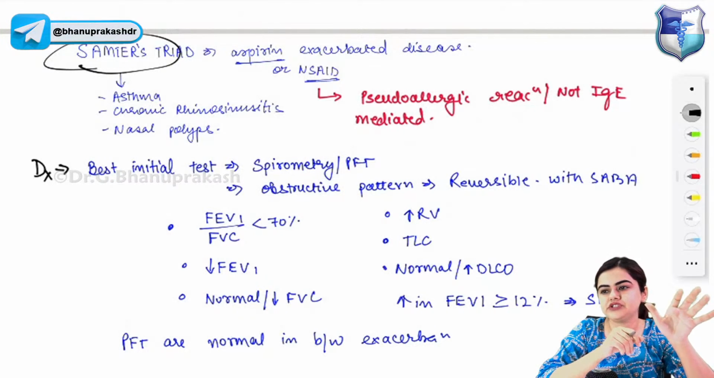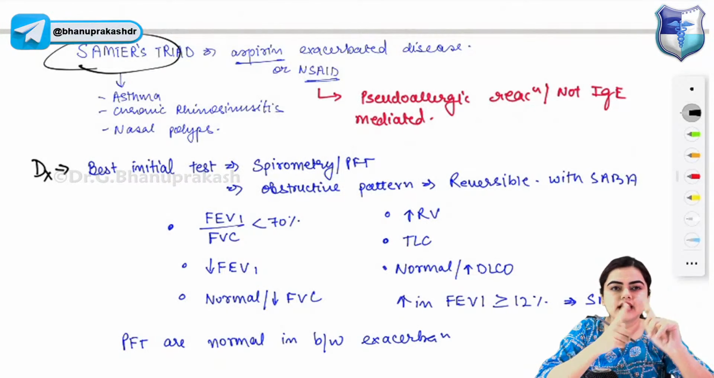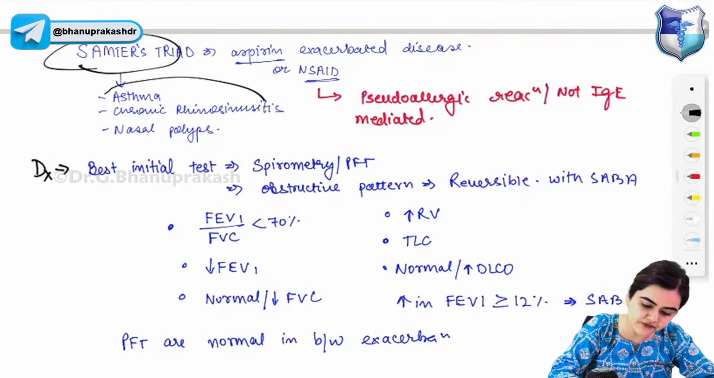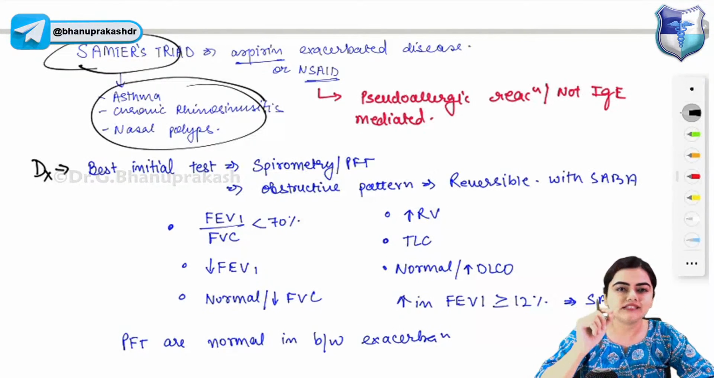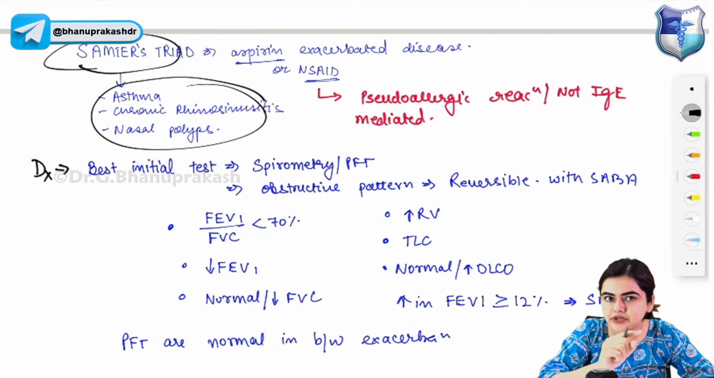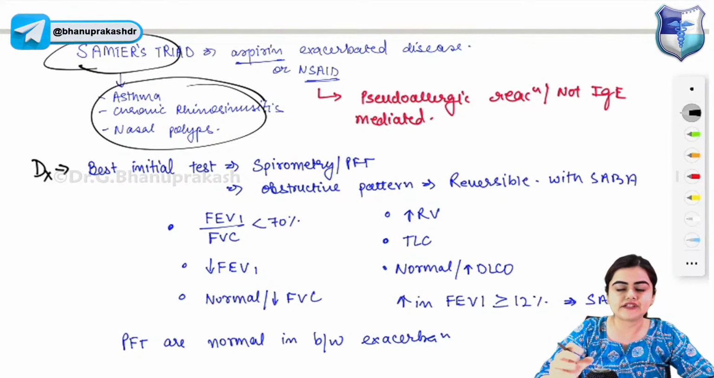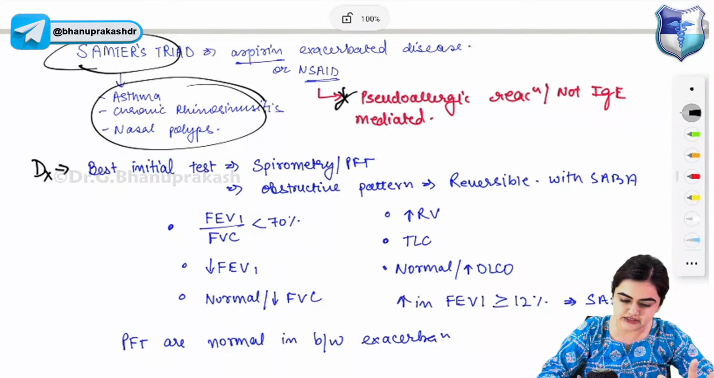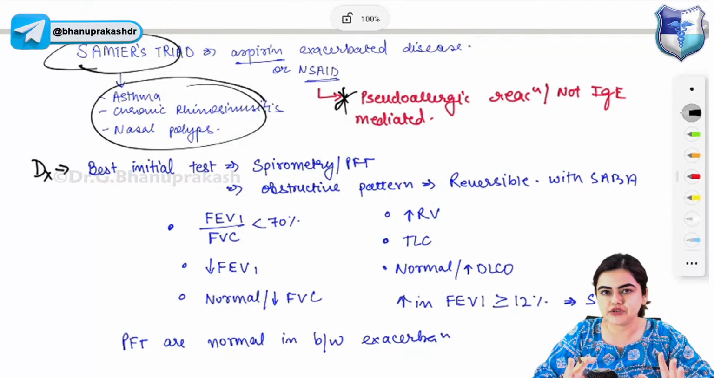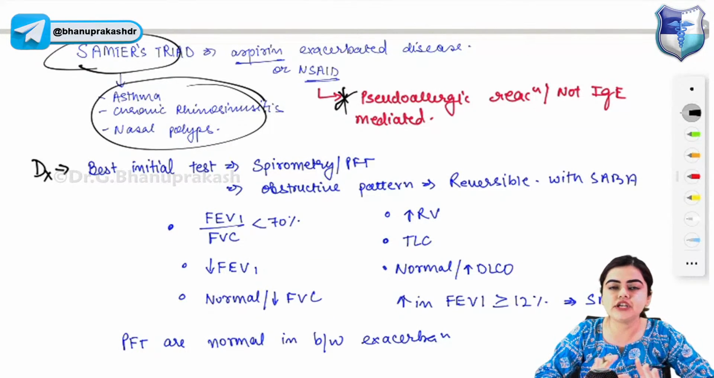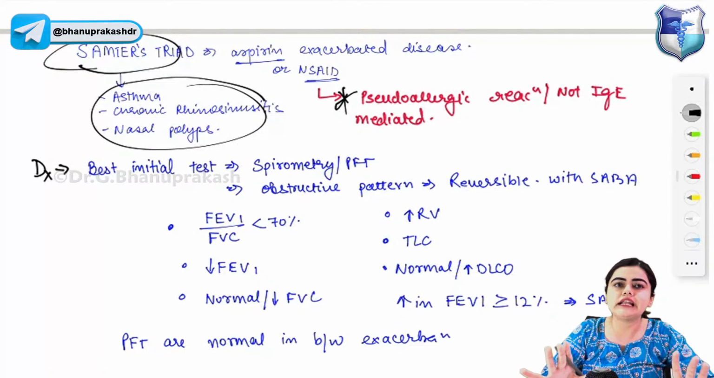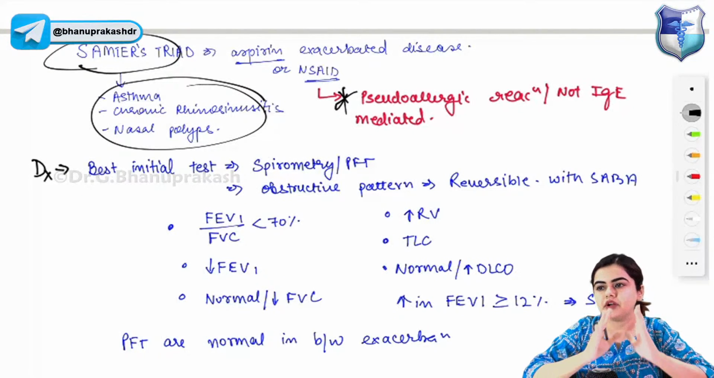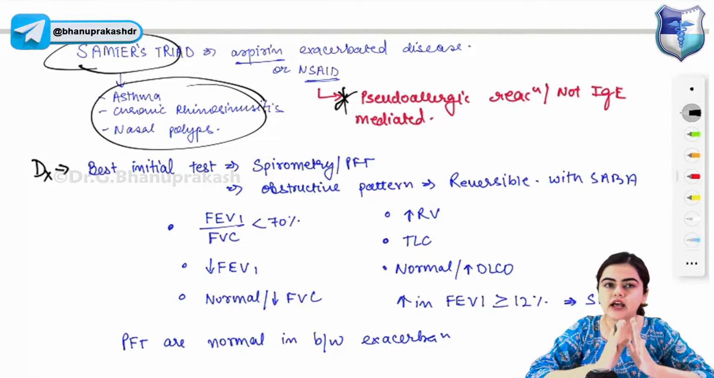What all features are there in Samter's triad? There is asthma, there is chronic rhinosinusitis, and there is nasal polyps. So three features of Samter's triad: asthma, chronic rhinosinusitis, and nasal polyp. Now please remember, Samter's triad is a pseudo-allergic reaction. It is not IgE mediated. It is pseudo-allergic, no IgE levels increased. Samter's triad, remember, aspirin exacerbated disease.